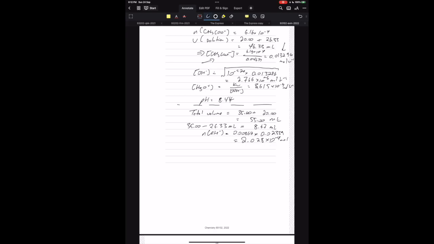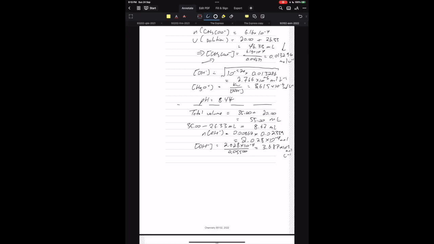But this is the number of moles of hydroxide ions which didn't react. But we still have to figure out what the concentration of hydroxide ions is. And that is simply the number of moles of hydroxide ions which didn't react, so it's still in the solution, divided by the total volume, which we figured out before is 55 mils. So it's 2.028 times 10 to the negative 4, divided by 0.05500, so 55 mils in liters. That is 3.687 times 10 to the negative 3 moles per liter.